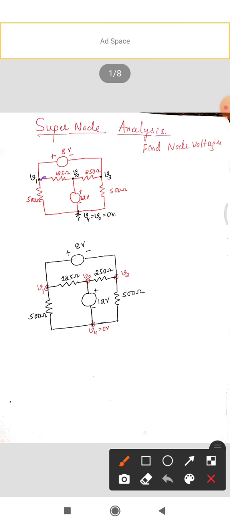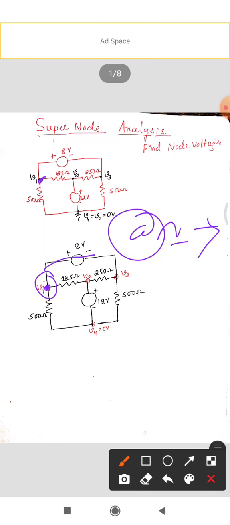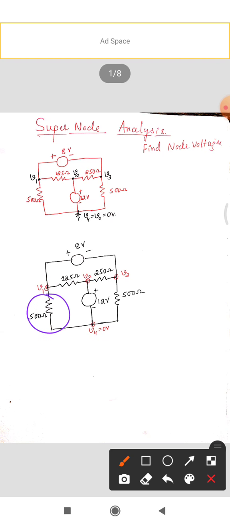First, apply KCL at V1, that is this point. Let's apply KCL at the first node. In this first node there are 3 branches, first, second and third. Identify how those branches are. This is a resistance, and this is a current flowing through, you can assume. But between V1 and V3 there is a voltage source, where you cannot apply KCL.